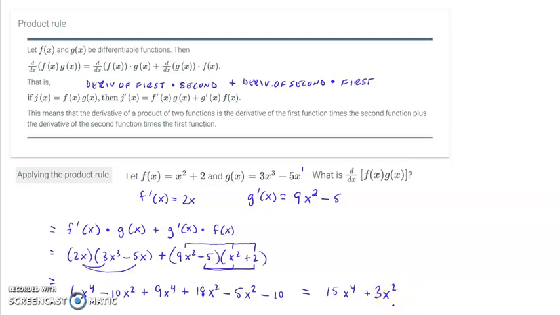I have no x terms, but we do have the constant there at the end with the minus 10. Okay, so there's your derivative using the product rule. We have 15x to the fourth plus 3x squared minus 10.